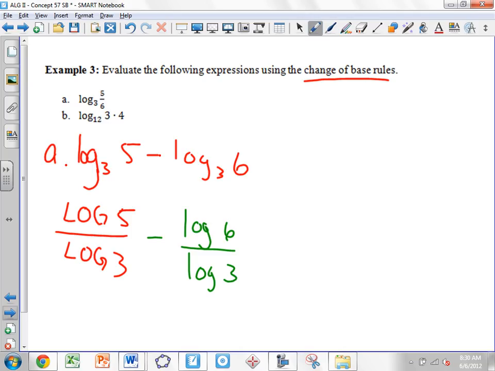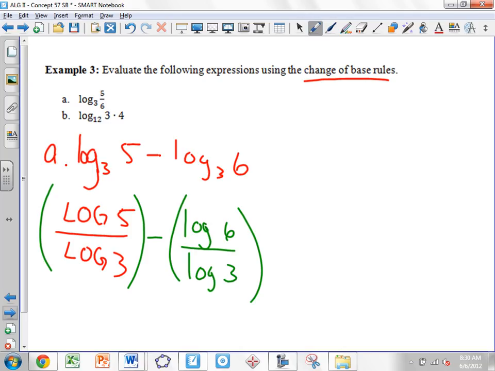You need to simply evaluate in your calculator. You need to type in log of 5 divided by log of 3, enter. Minus log of 6 over log of 3. Make sure you put parentheses if you're going to do this all in one line. If you're doing the whole thing in one line, put parentheses around your quotients, please. Even though they're not really needed in this problem, it is useful to remember.